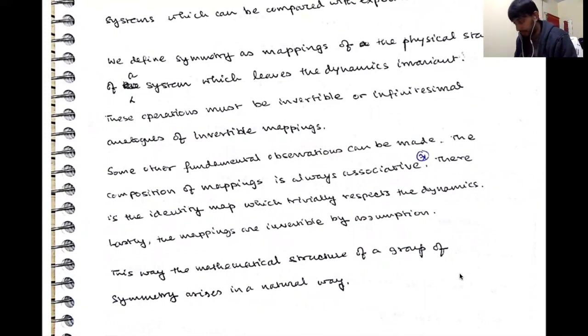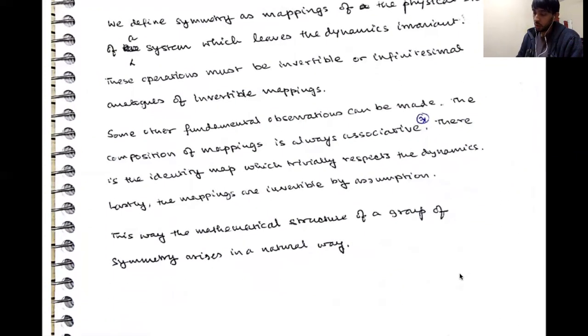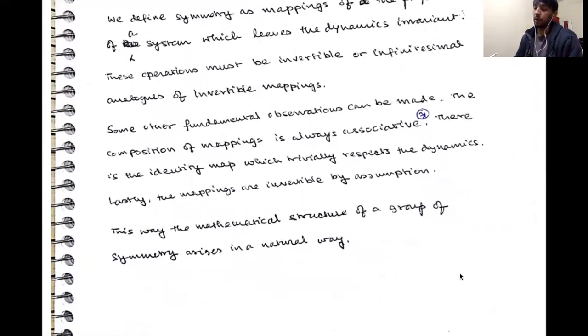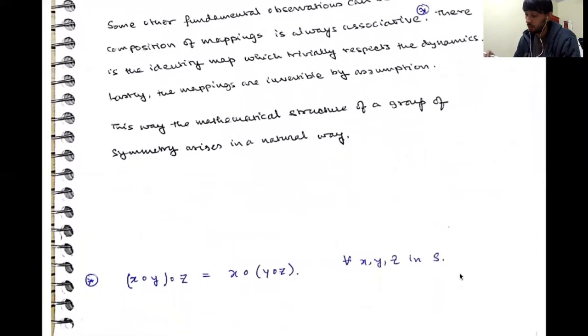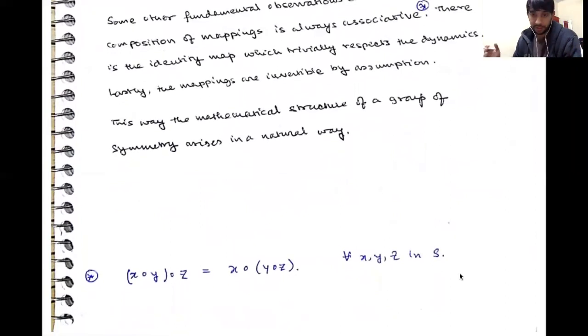So some other fundamental observations can be made. When you compose two such mappings, this mapping is always going to be associative. What does associative mean for those of you who are not very at home with these terms? It just means if you look at three maps, you compose X with Y and then with Z, it doesn't depend on the order in which you do it. So this would be equivalent to X composed with Y, Y composed with Z. You do this operation earlier.